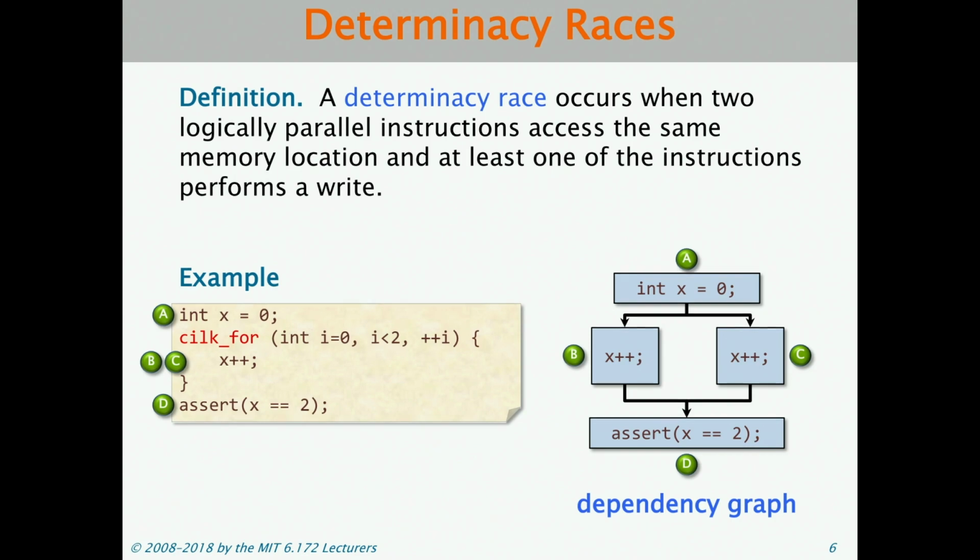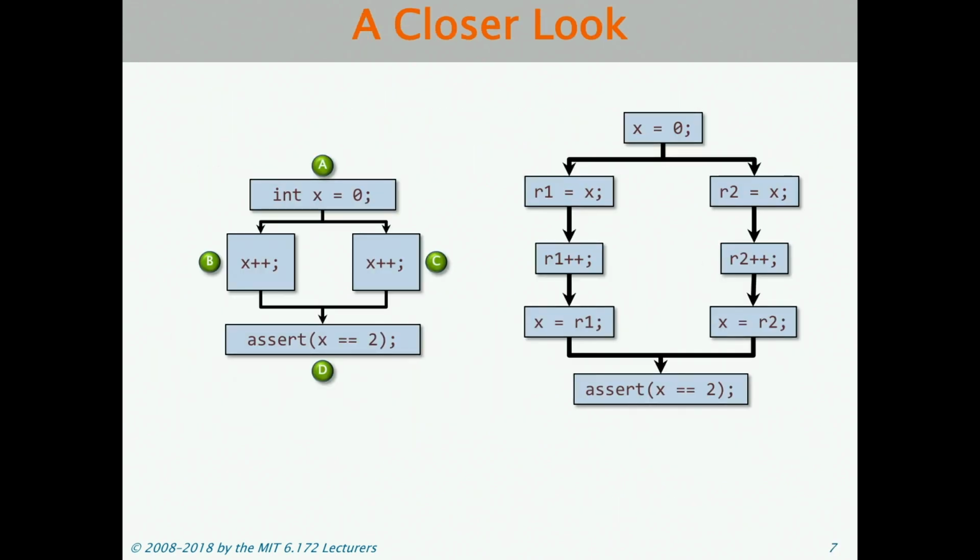To understand why there's a race bug here, we need to take a closer look at this dependency graph. When you run this code, x++ is actually going to be translated into 3 steps. First, we load the value of x into some processor's register R1. Then we increment R1. And then we set x equal to the result of R1. The same thing for R2: we load x into register R2, increment R2, and then set x equal to R2.